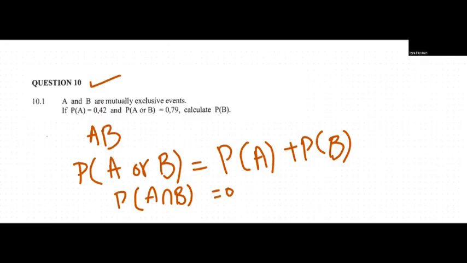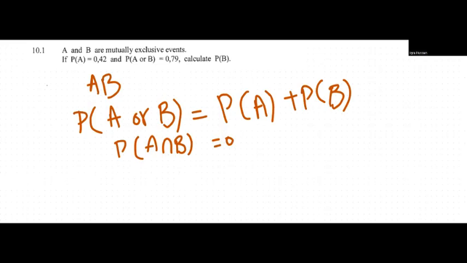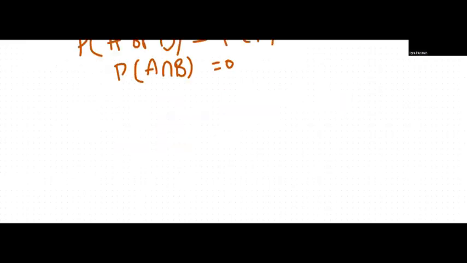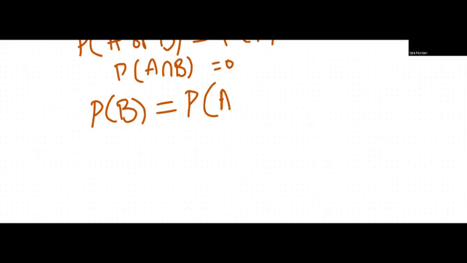So we should rearrange the formula like that. If we want to find P of B, we arrange the formula like that: P of B equals P of A or B minus P of A.